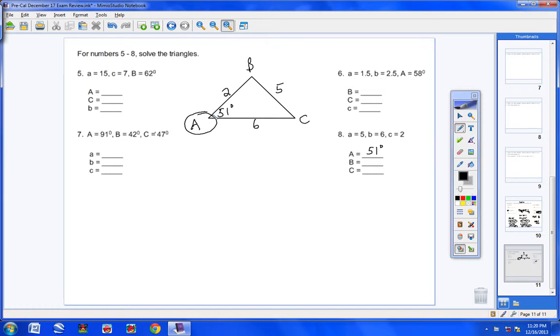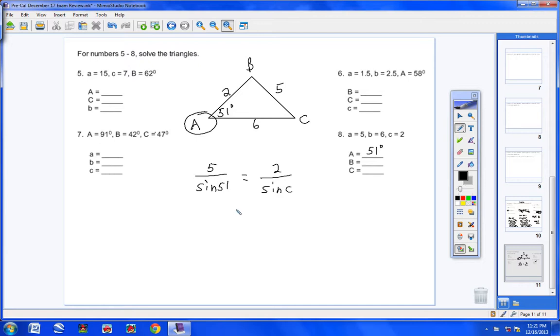Now, in the past, I encouraged you to use law of cosines, but you can use law of sines as long as you solve for the smallest angle first when you can. So I've got angle B and angle C. Notice angle B is across from a 6 and angle C is across from a 2. Obviously 2 is smaller than 6, so angle C is going to be smaller than angle B. So with that in mind, I'm going to solve for angle C first. So I have 5 over the sine of 51 equals 2 over the sine of C.